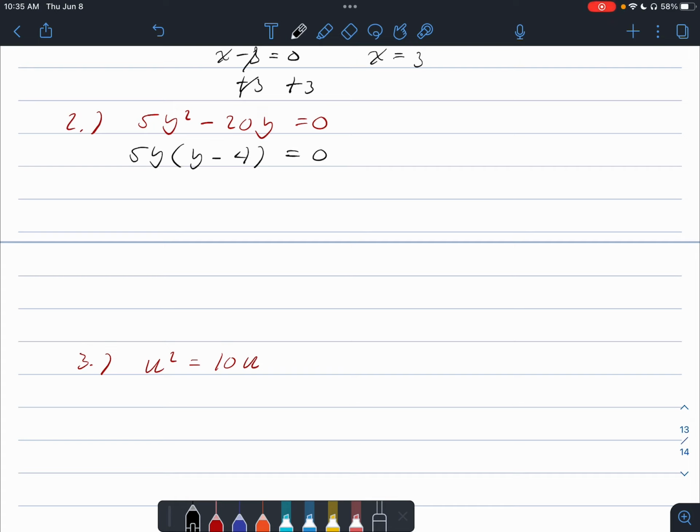Okay, so we set this equal to 0. Now, 5y is one of our factors, so we say 5y is equal to 0. And again, just like last time, this must mean that y is equal to 0. Okay? And then to check the other one, we have y minus 4 is equal to 0. We can add 4 to both sides, and we get y is equal to 4.